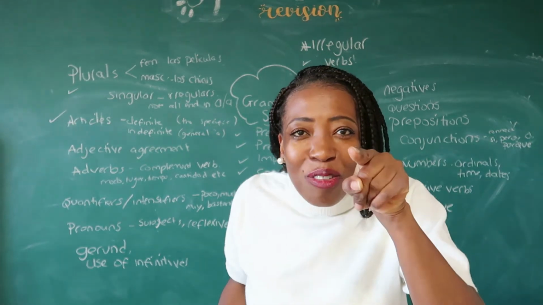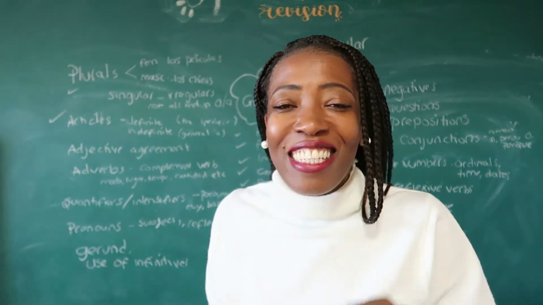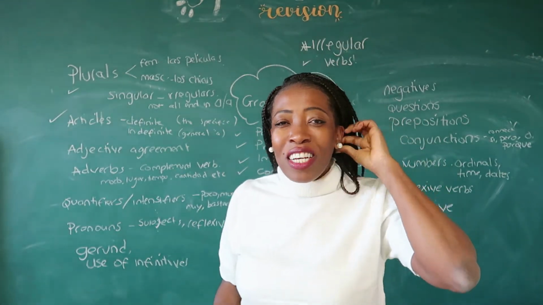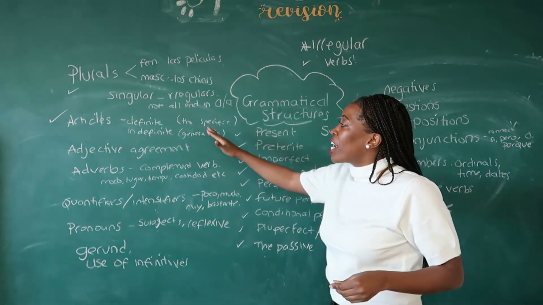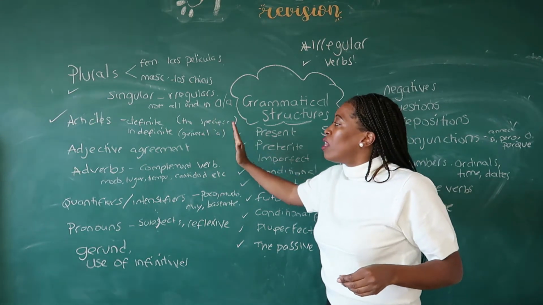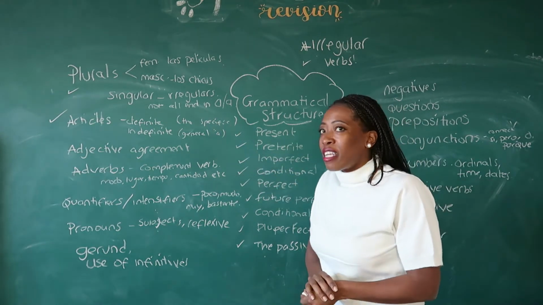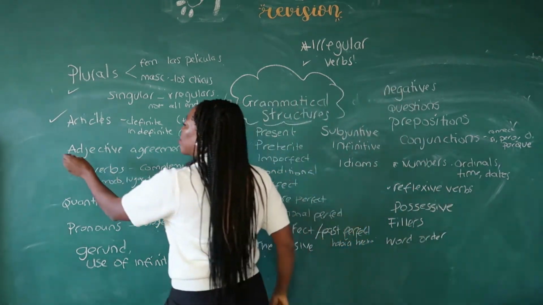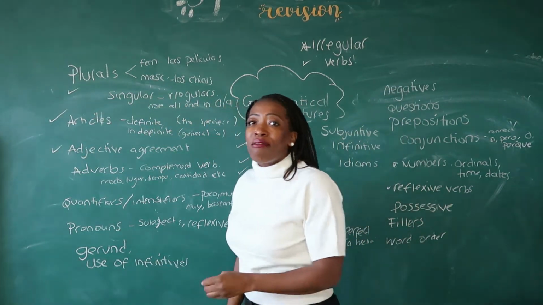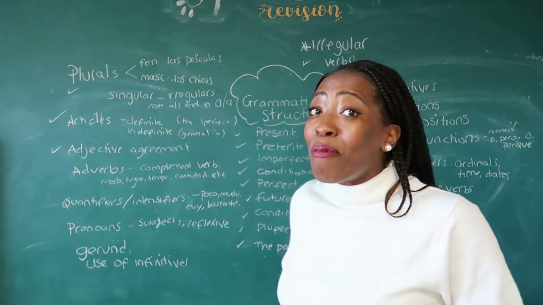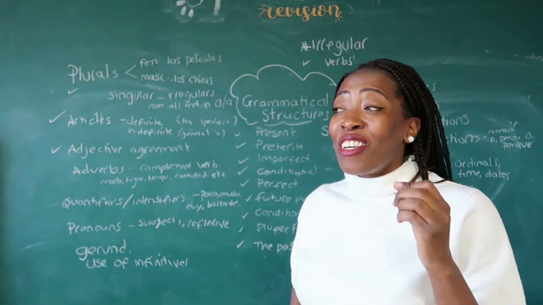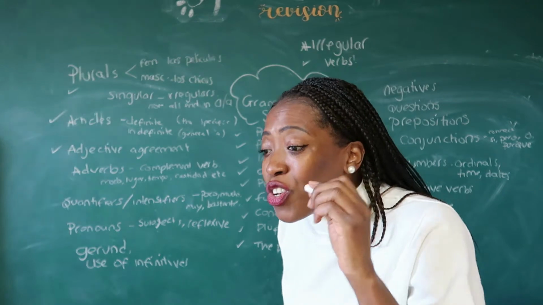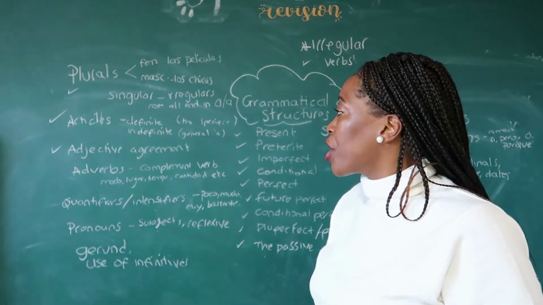It's not this one here. It's not the boy that's standing right there. Yeah, so we need to make sure we revise that as well. Our articles, definite and indefinite. Okay, adjective agreement. See, we don't have this in English, so that's something you need to make sure that you are not messing up on.